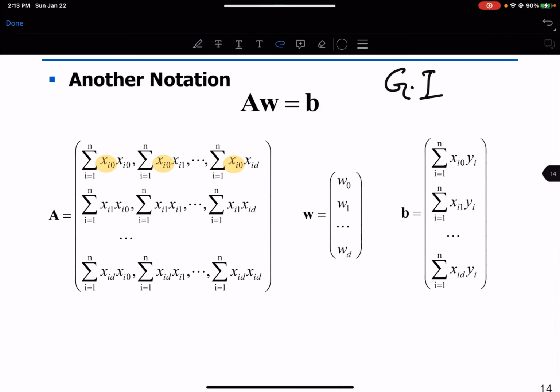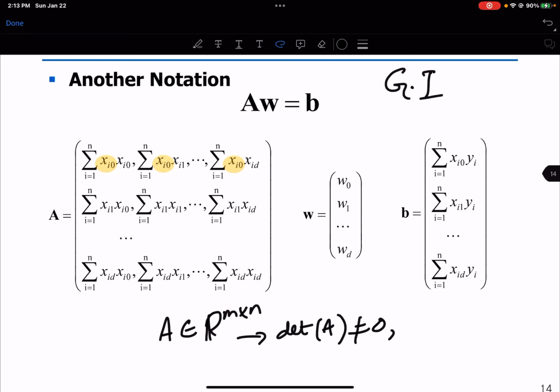Generalized inverse. First, the generalized linear model. What is the condition for it, such that our matrix A has the form m cross n, where m and n are different, and the inverse will exist when the determinant is not equal to 0? The model should have this criteria, where G is the inverse: A G A should be equal to A. So this is the criteria of determining your generalized inverse.